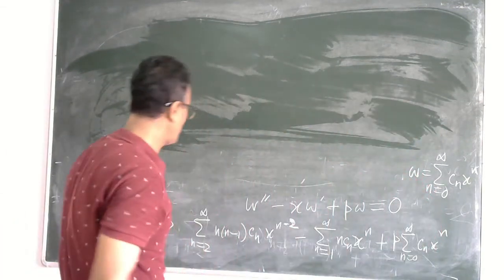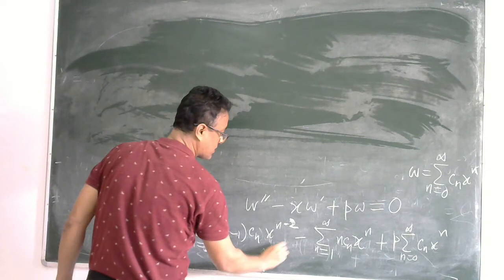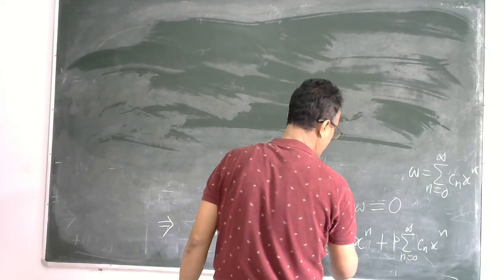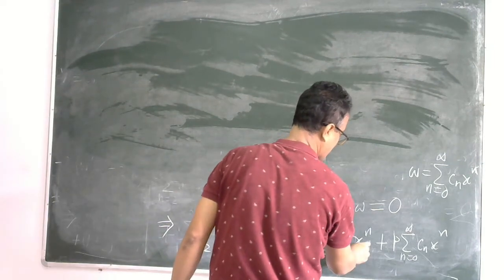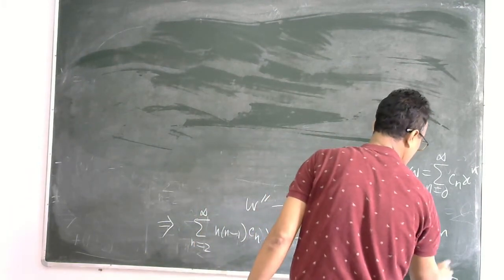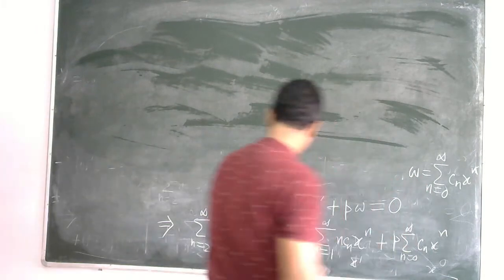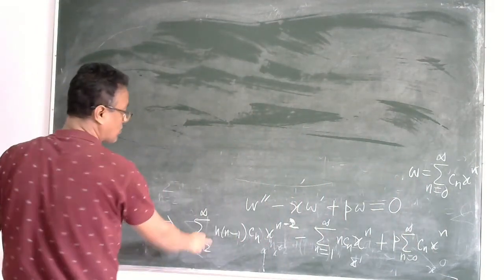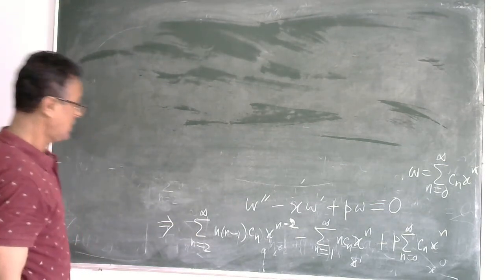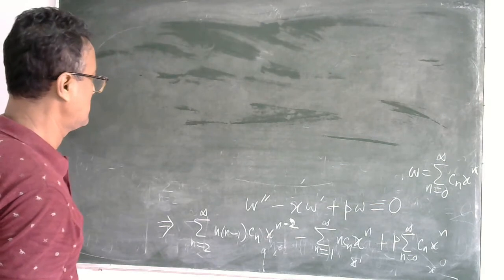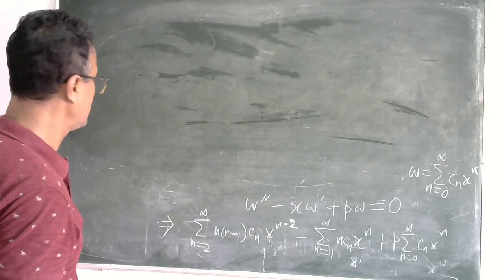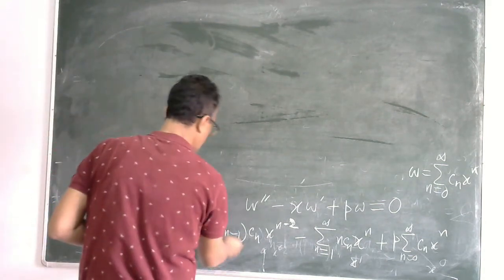Okay, fine. So obviously this is going to start with x to the power 0, right? This is going to start with x to the power 1. This is also x to the power 0. So I have to take one term out from here. Okay, see, just a minute. Okay, fine. So what is going to happen?